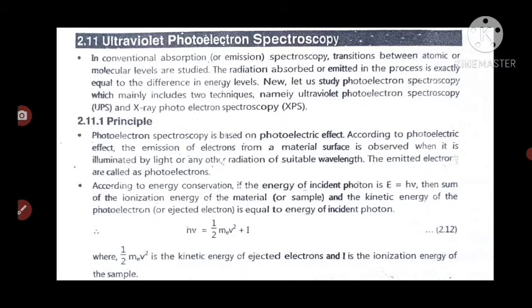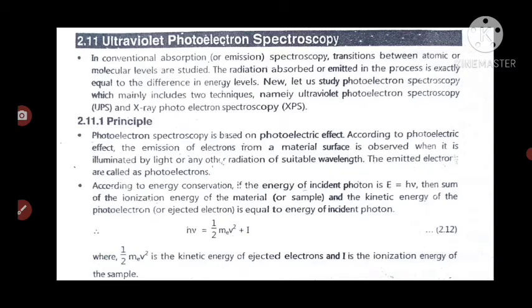whatever radiation is incident on the surface of the material, that light or electromagnetic wave has energy E equal to h nu, where h is Planck's constant and nu is the frequency of the wave. That is the sum of the ionization energy of the sample and the kinetic energy of the photoelectron, which is emitted from the material surface, also known as the ejected electron, and this is equal to the energy of the incident photon.